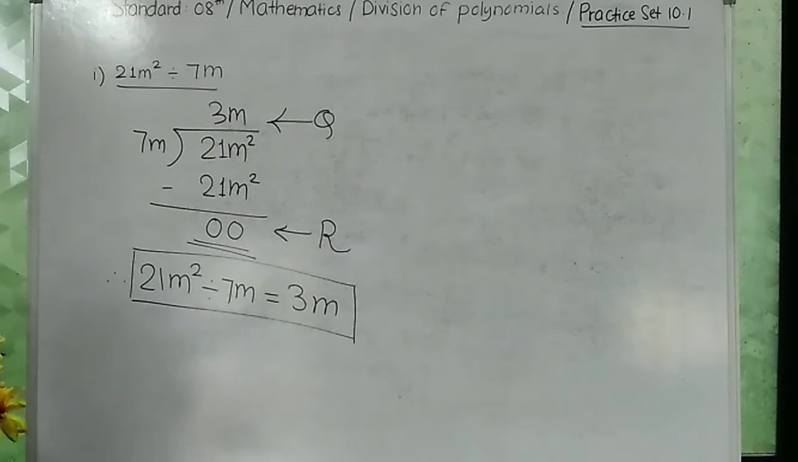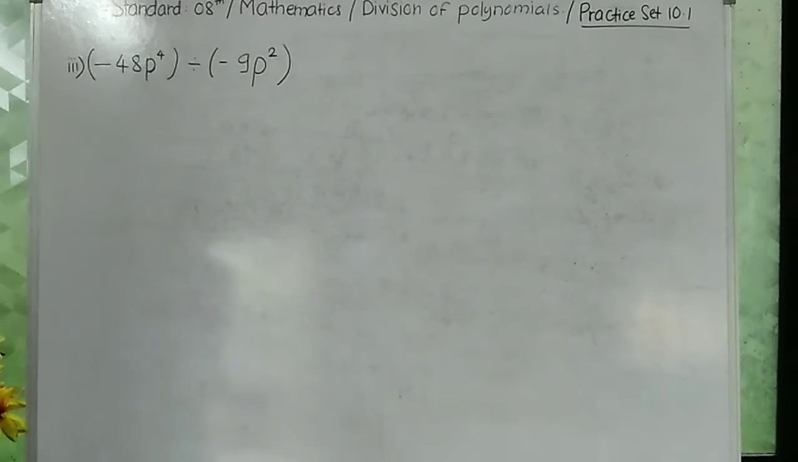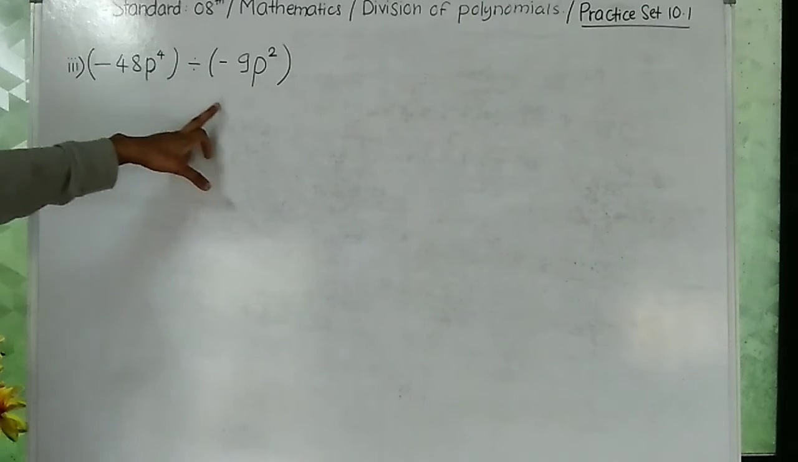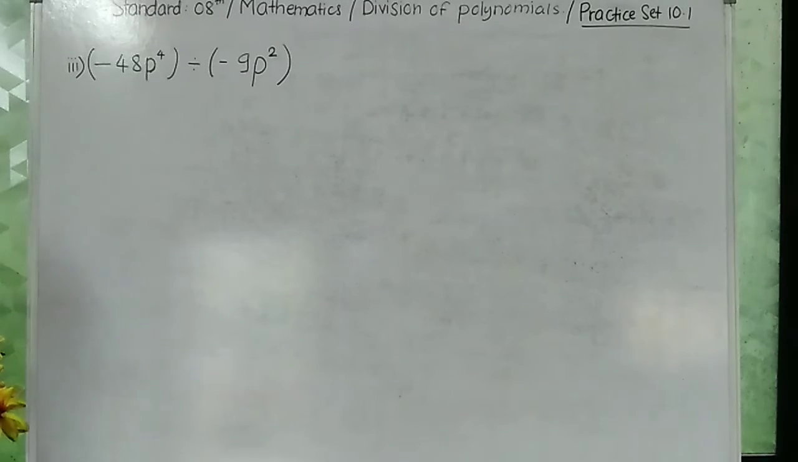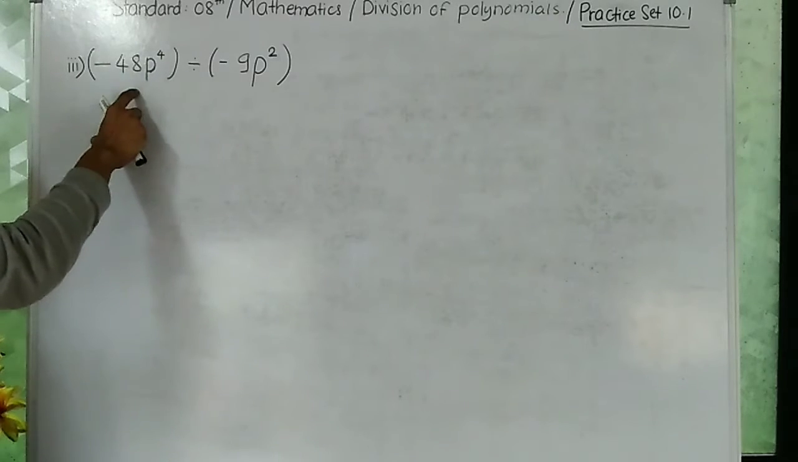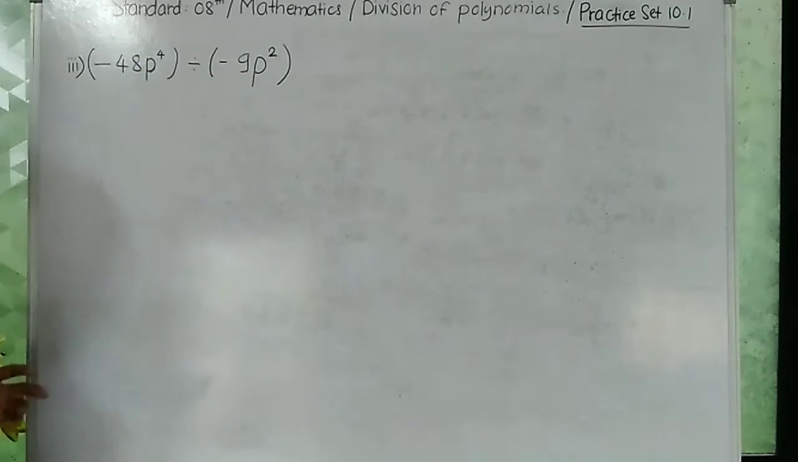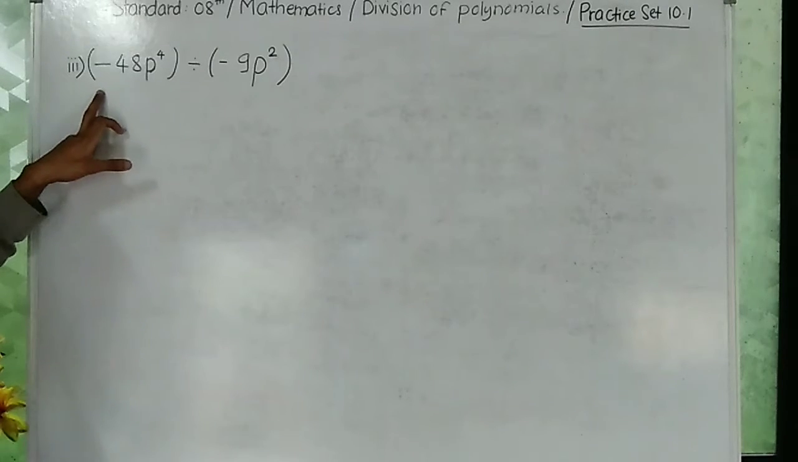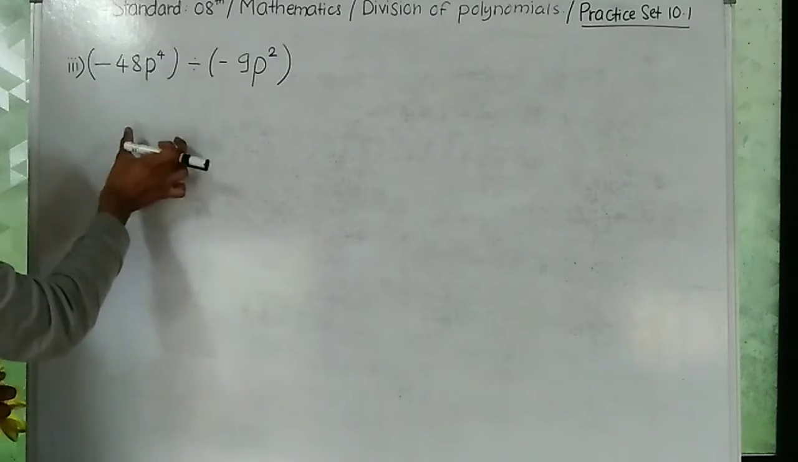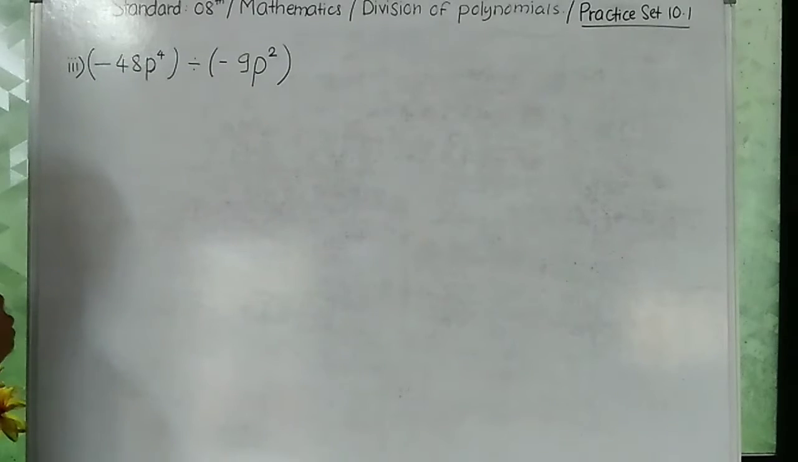Now let us see another sub question. The third sub question is minus 48p raised to 4 divided by minus 9p square. So here we have to divide minus 48p raised to 4 by minus 9p square. You can see that for both the terms the power is different. For the first term the power is 4 and the second term the power is 2, and the first term has a negative sign and the second term also has a negative sign. Now we have to find the quotient and remainder for this sub question.